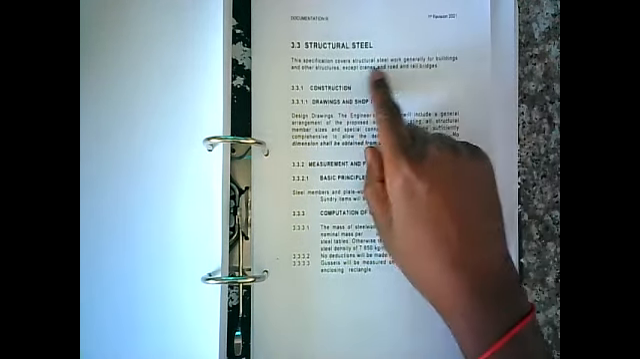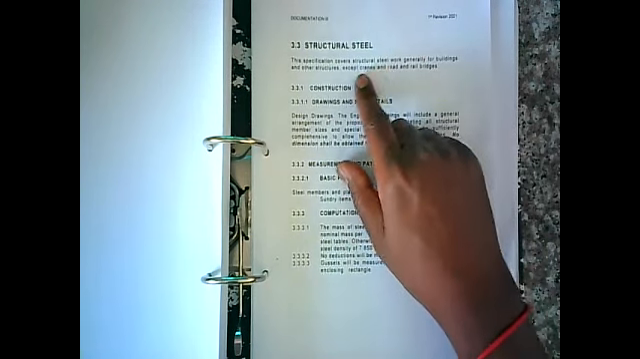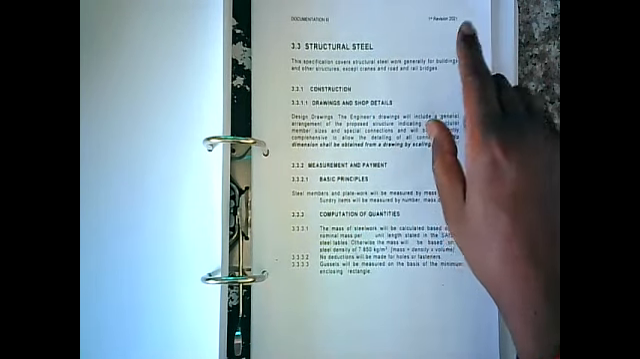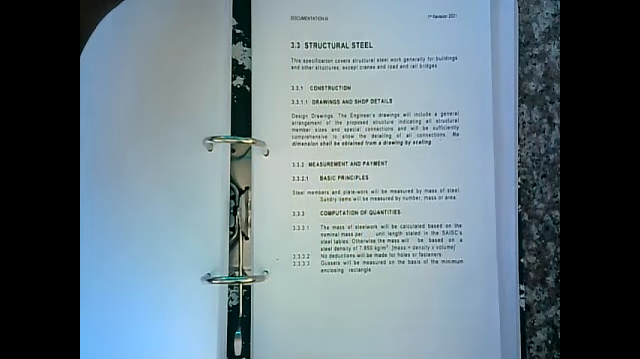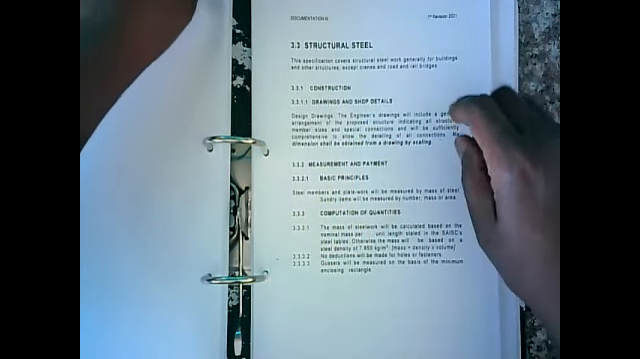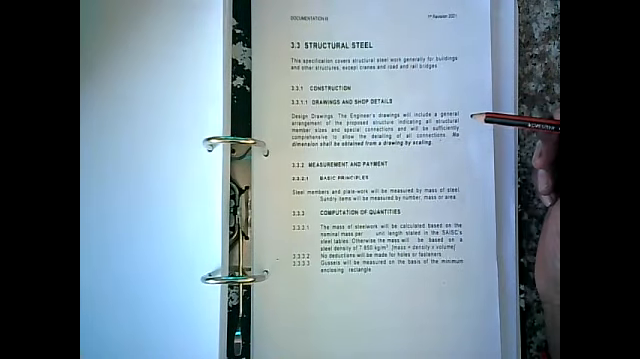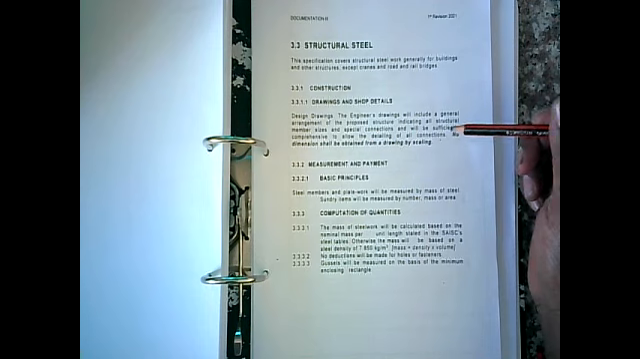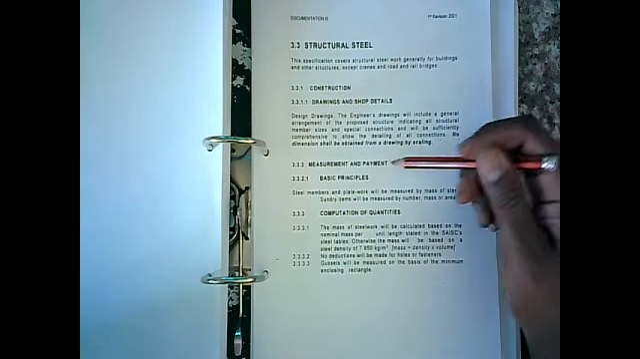This specification covers structural steel work generally for buildings, other structures, except cranes, road, and rail bridges. All right, design drawings, engineer's drawings will include a general arrangement of the proposed structure indicating all structural member sizes, and special connections will be sufficiently comprehensive to allow the detailing of all connections. No dimensions shall be obtained from a drawing by scaling.